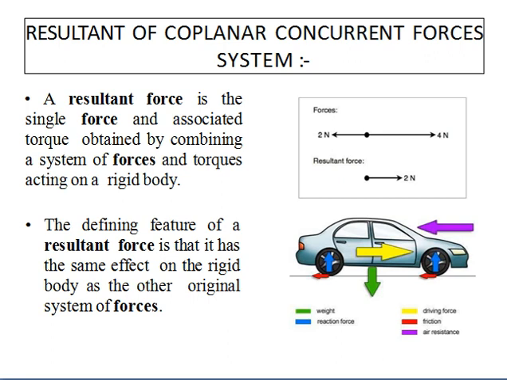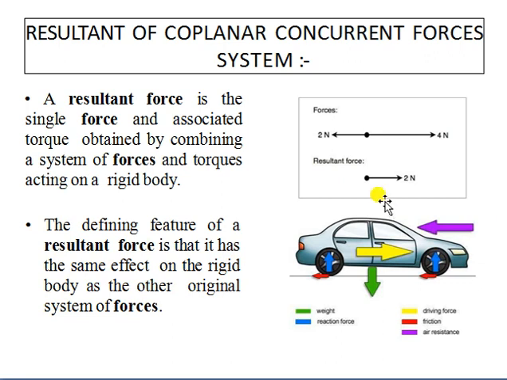Now, how do we determine the resultant of this coplanar concurrent force system? A resultant force is a single force and associated torque obtained by combining a system of forces and torques acting on a rigid body. The defining feature of a resultant force is that it has the same effect on the rigid body as the original system of forces.